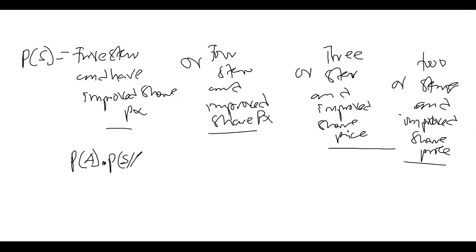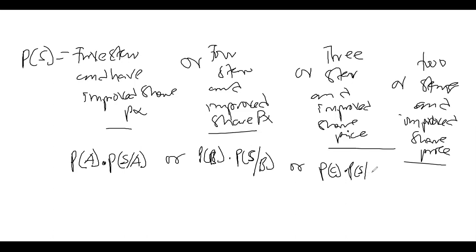So share price based on the fact that it's a 5-star, or it's a 4-star and it has improved its share price. So probability of 4-star times probability of improving share price based on the fact that it's a 4-star, or probability of a 3-star times probability that it has improved the share price based on the fact that it's a 3-star, or finally it's a 2-star, that's probability of 2-star and probability that it has improved the share price based on the fact that it's a 2-star, okay?